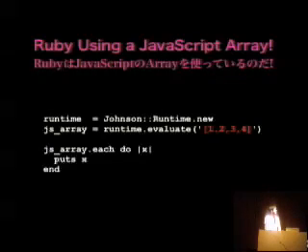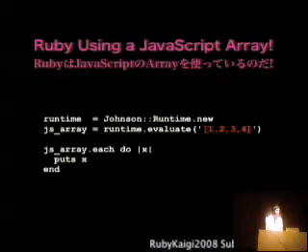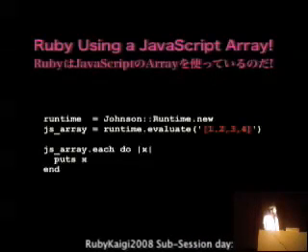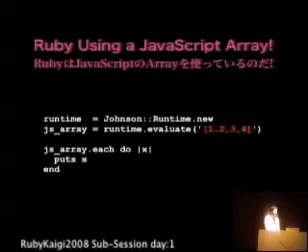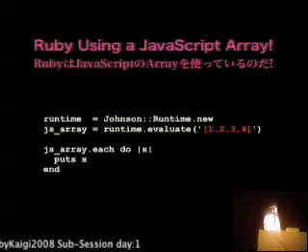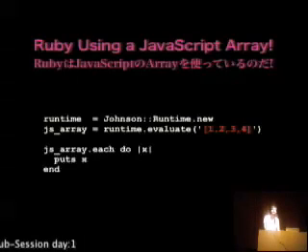This example shows the instantiation of a runtime and evaluates a JavaScript array. The last thing evaluated in the runtime is returned and proxied to Ruby. And then we just iterate over each of the elements in the array and print them out. And as far as the Ruby interpreter is concerned, this is just a regular array, even though it was implemented in JavaScript.